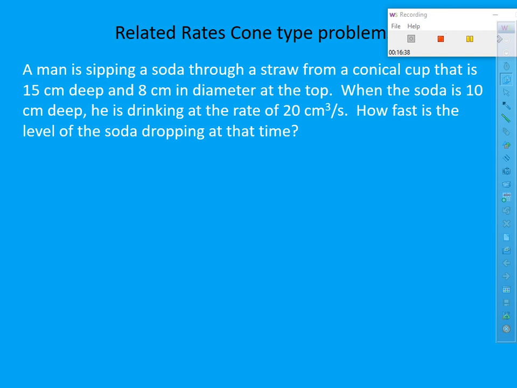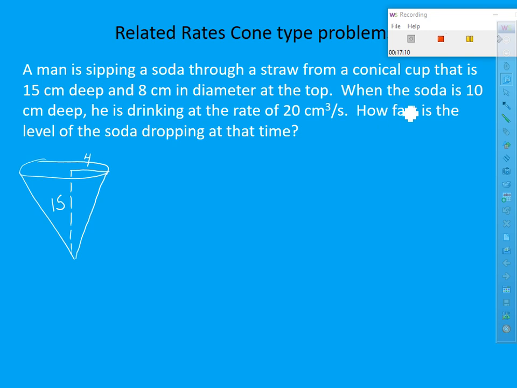A man is sipping a soda through a straw from a conical cup. So here's what I got so far. Here's my conical cup. That's 15 centimeters deep and 8 centimeters in diameter. So that means the radius is 4.